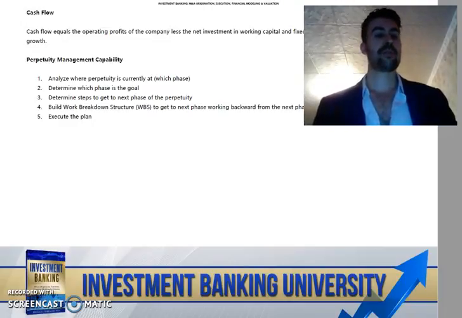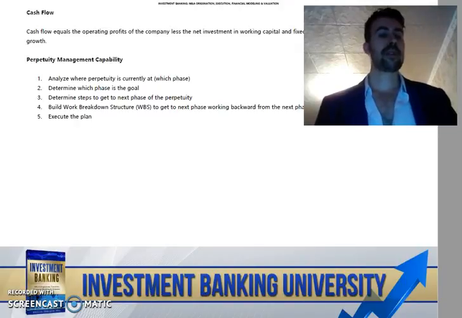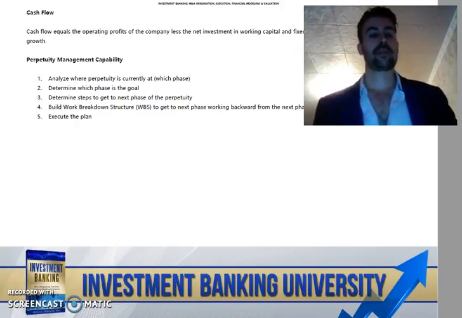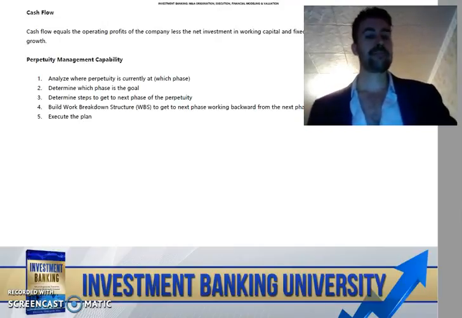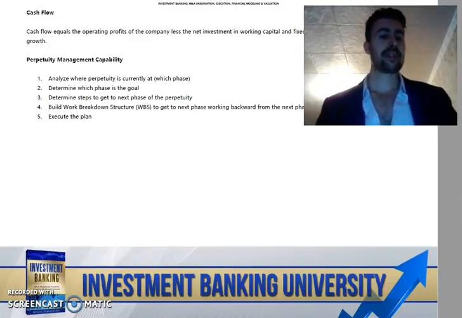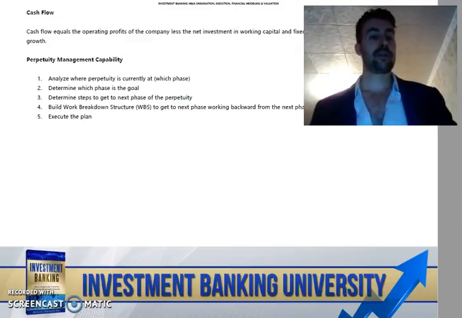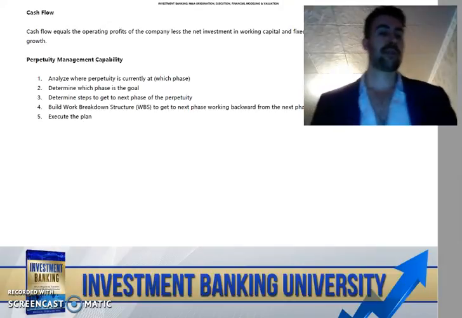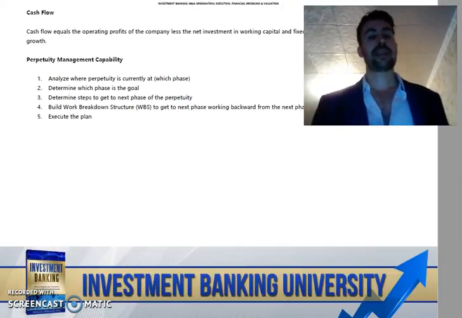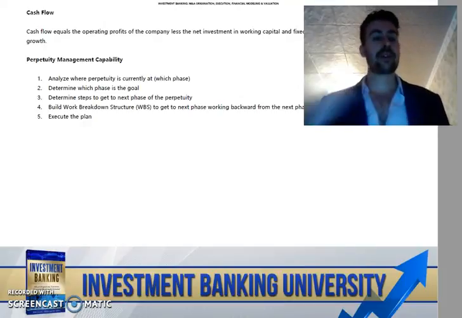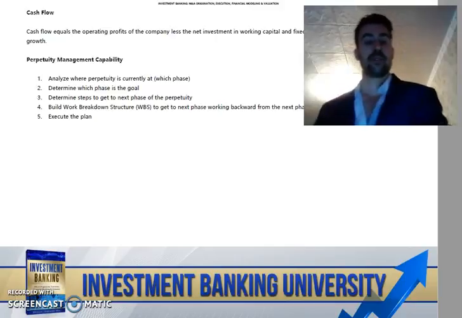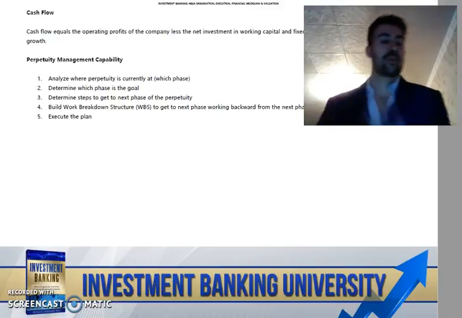In terms of a perpetuity management capability, we're ultimately going to be analyzing where the perpetuity is currently at, which phase, and determining which phase is the goal to get to. Oftentimes it's going to be a public company, so the phase is going to be either a growing perpetuity or a diversified perpetuity. We determine the steps to get to that next phase of the perpetuity, and then we build a work breakdown structure to get to the next phase, working backwards from that next phase towards where we are currently.